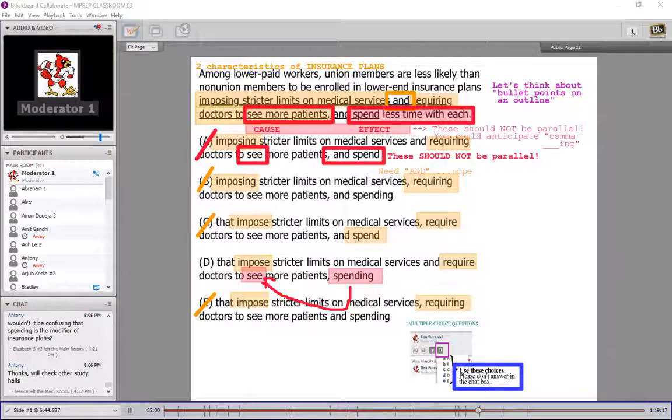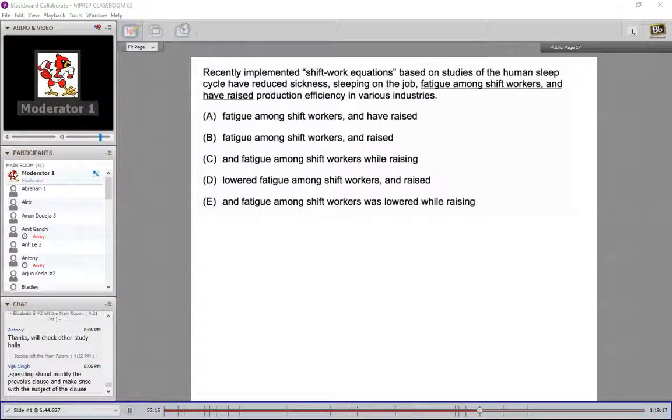Let's look at this one. How about this? Okay, remember where the multiple choice answers are found.